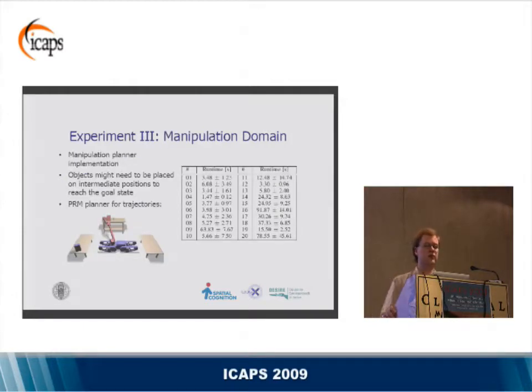And the third version we have done is that we implemented the manipulation domain. In contrast to what we showed in the paper, where we just had the simplified toy domain, we implemented a trajectory planner as a probabilistic roadmap planner and plugged this into temporal fast downward with modules. And, well, then we had a manipulation planner. And this worked quite great.